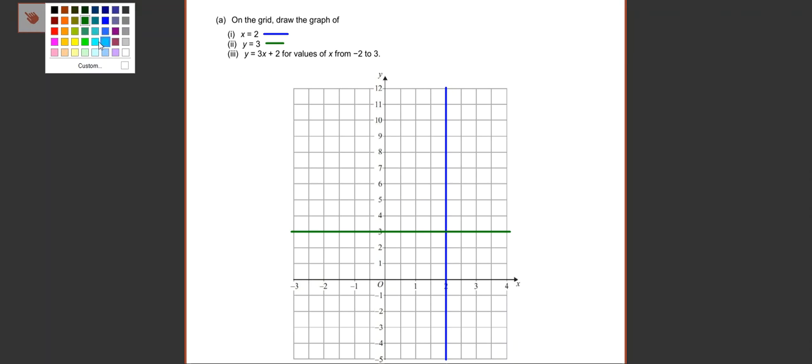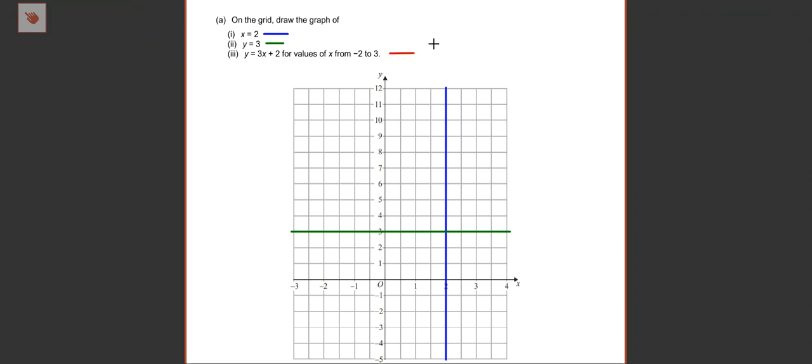Alright. So how would we do y equals 3x plus 2? What are the options? We've got several. Anyone know how they use their calculator to do it? Put 3x plus 2 into your calculator and then do your table and find your points.